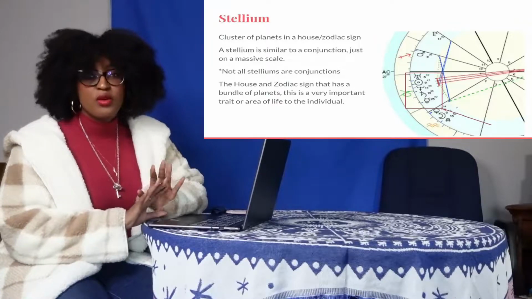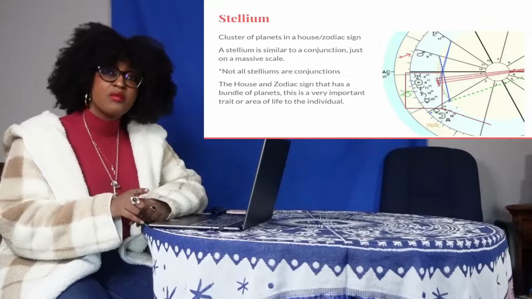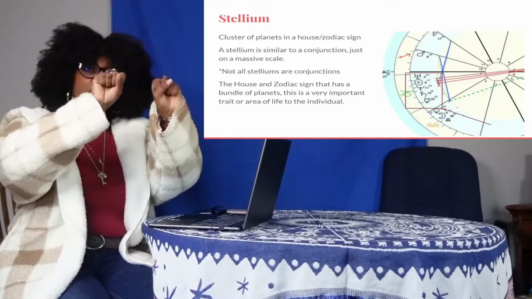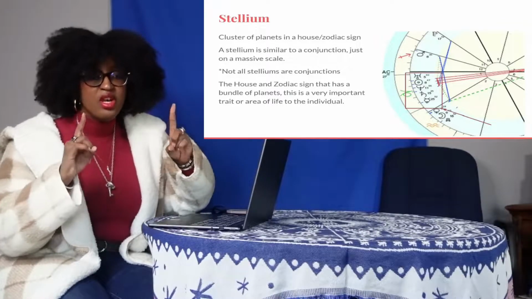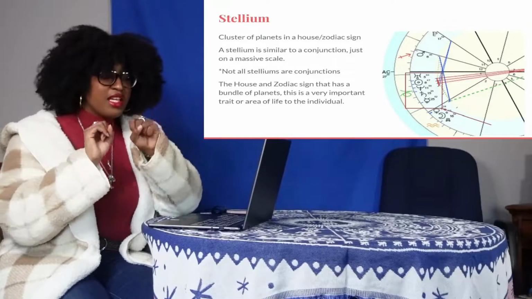Well, really they're one and the same, except the only thing that separates a stellium from a conjunction, remember a conjunction is two planets together, depending on their degrees of orb of separation, where the energies don't mix and reach each other anymore, is a conjunction.